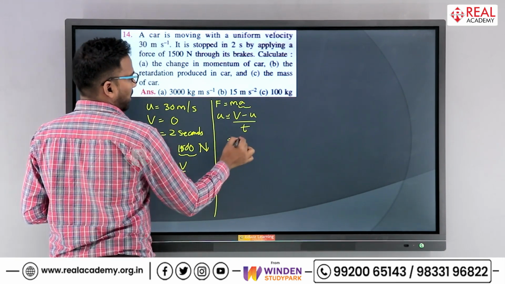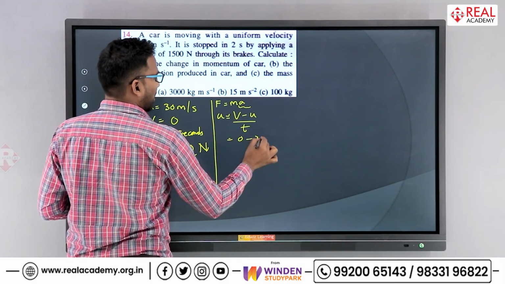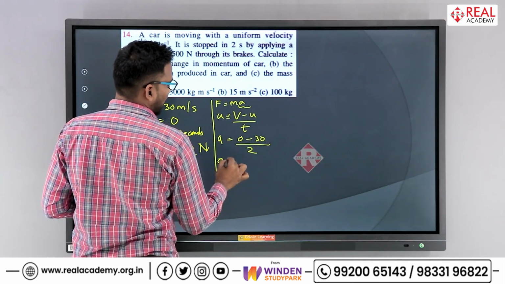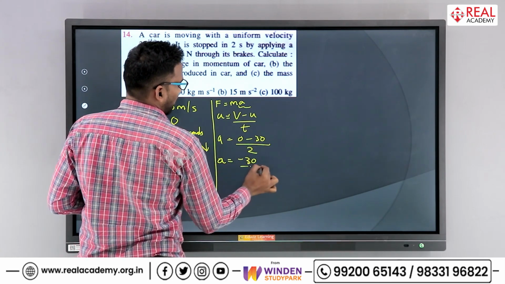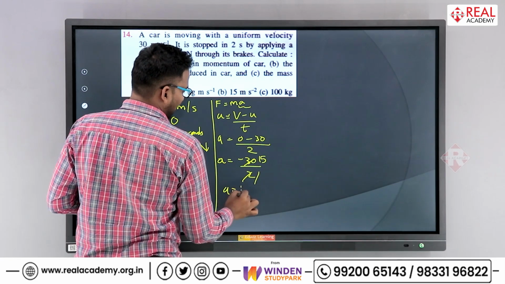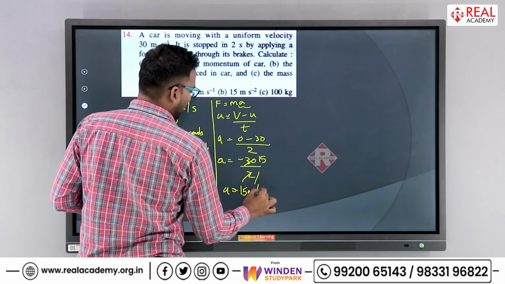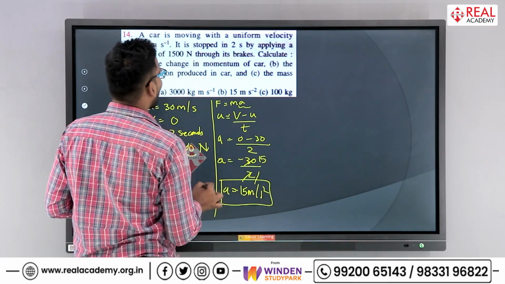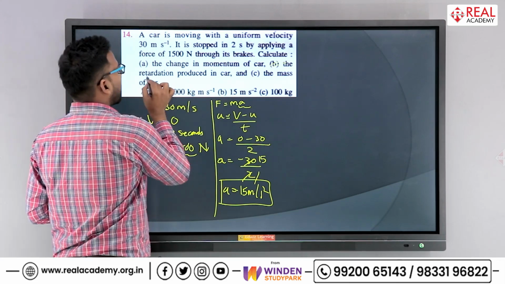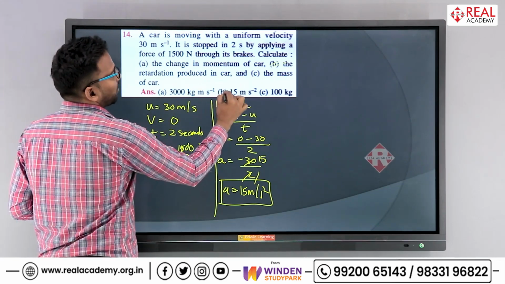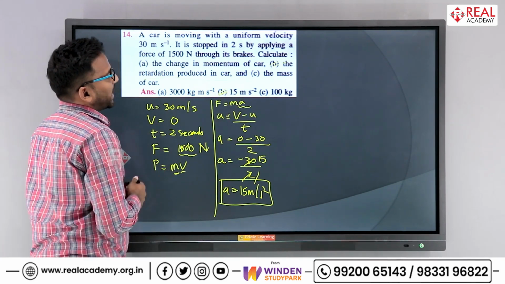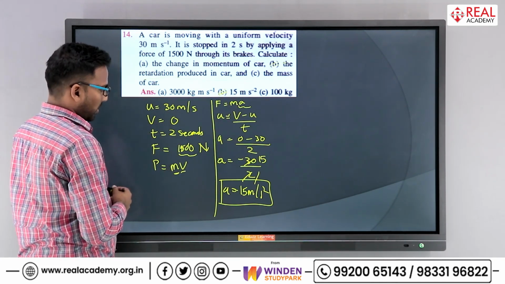The value for V is 0. Minus U is 30 upon T. T is 2 seconds. So acceleration, that is the retardation, comes to be minus 30 by 2, which is 15. That is acceleration is minus 15 meter per second square. Acceleration is 15 meter per second square, which is our second answer. The retardation produced in a car is 15 meter per second square.